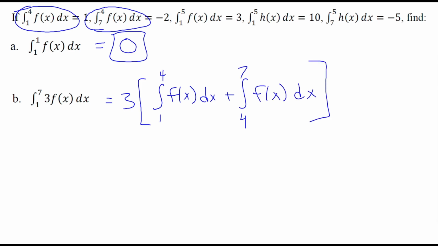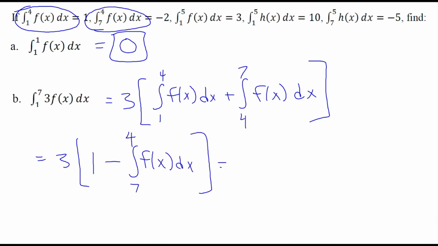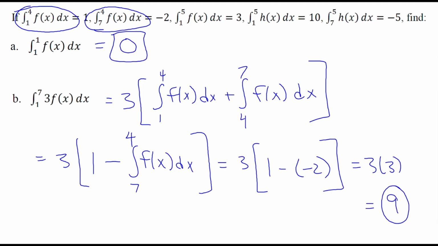And now we'll say 3 times. The part from 1 to 4 is just 1. And then since we don't have 4 to 7, but we have 7 to 4, we could flip the limits of integration. So it's minus the integral from 7 to 4 of f of x, which is going to give us 3 times 1 minus that negative 2, which is the value from 7 to 4. And of course, that becomes 3 times 3, which is 9.